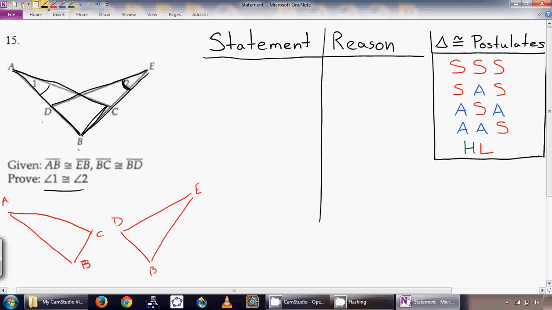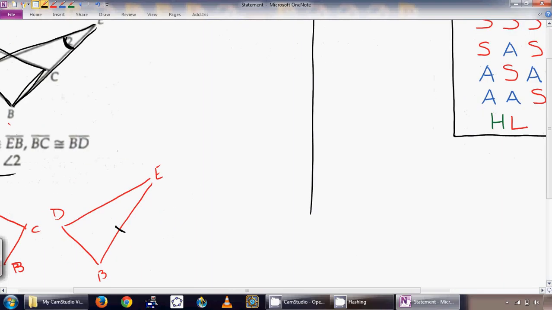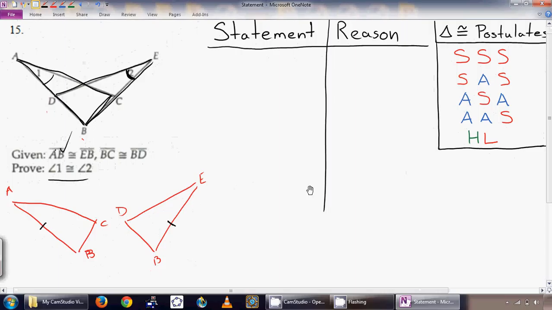My next step is to take my givens. AB is congruent to EB. Check. Sorry about that. BC is congruent to BD. Check. And that's all they give me.